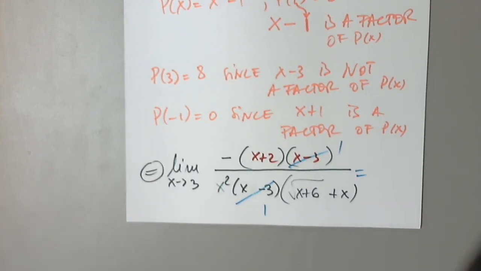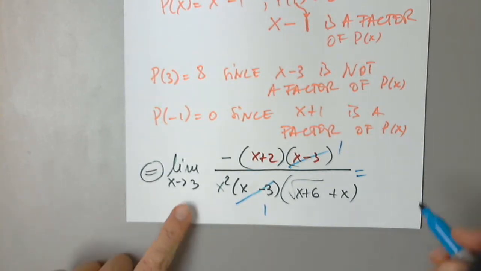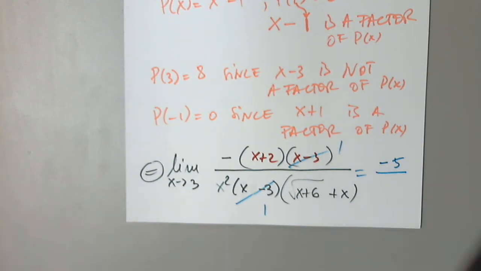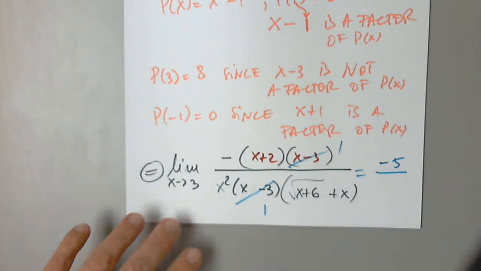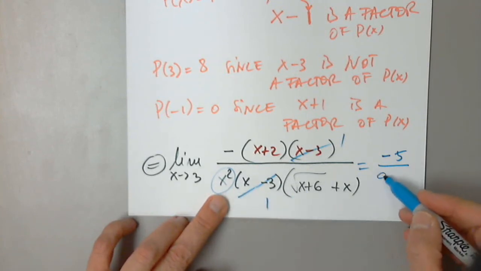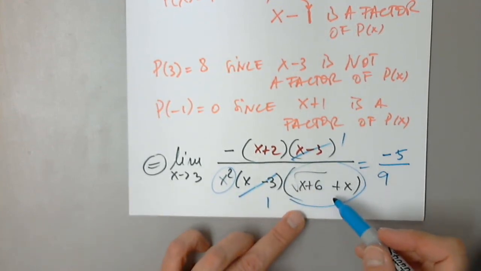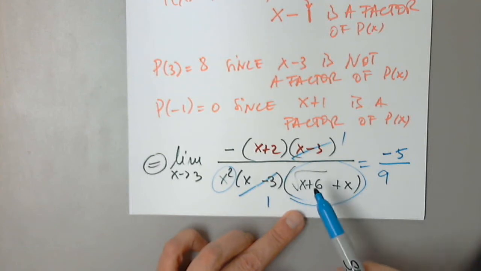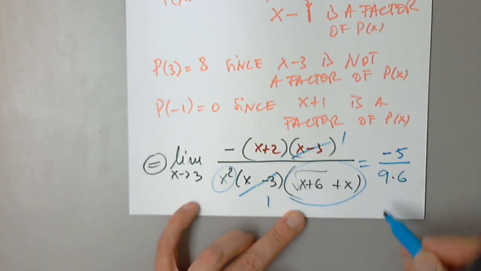And at this point, yes, you can remove the limit operator. You can drop it. The top goes to negative 5. The top goes to negative 5. And the denominator goes to, this goes to, good. And this goes to, very good, because it's 9. The square root of 9 is 3. 3 plus 3 is 6. So this is negative 5 over 54.